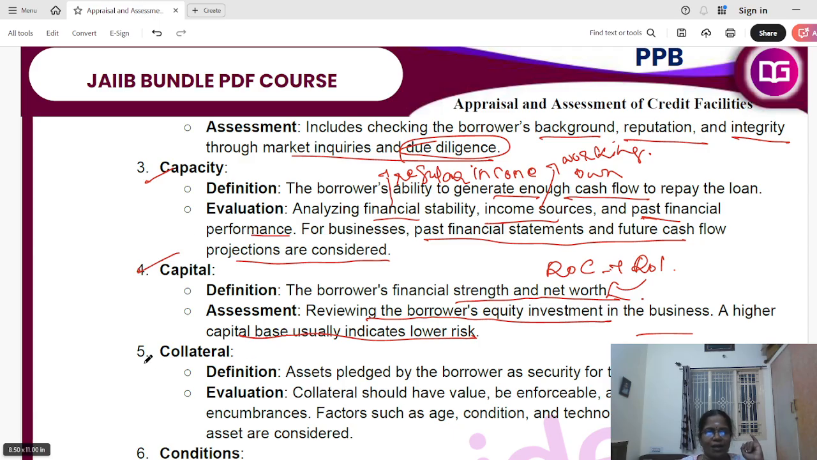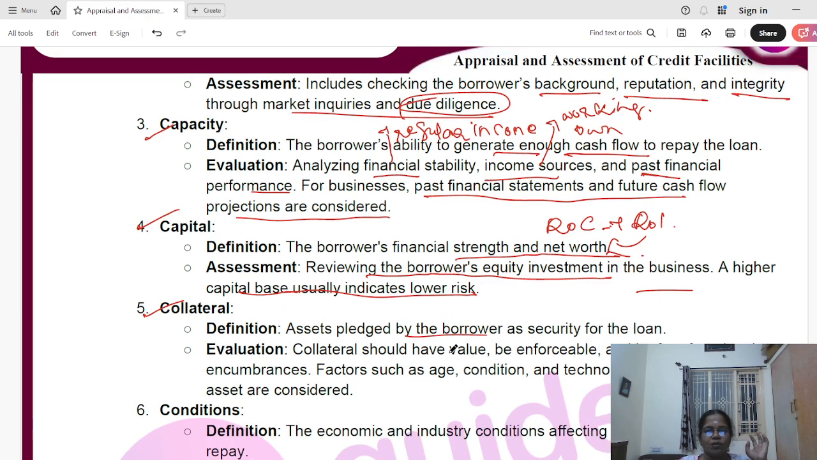Then what is the collateral? Assets pledged by the borrower. Whatever asset they pledge as mortgage to get the loan is called collateral security. This collateral should have a value and be enforceable. It should be legally approved, and be free from legal encumbrances. There should not be any kind of legal complications in it.